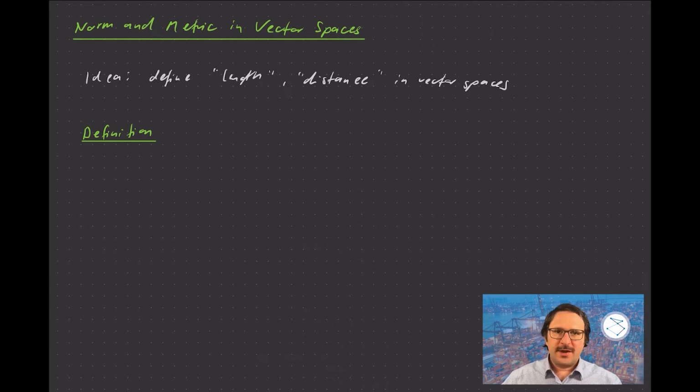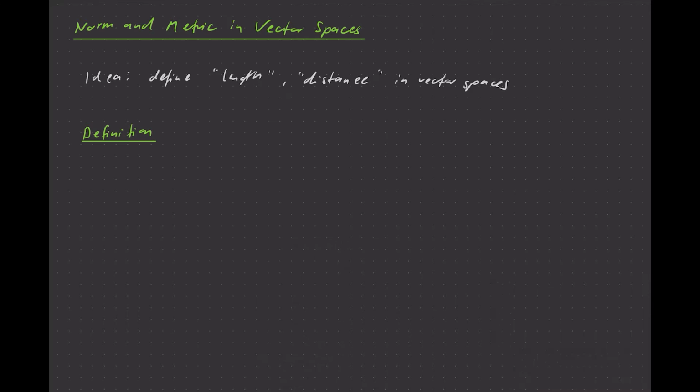The question that we ask here is, what are the important properties that we want of something that we could call a length of a vector, of an element? Now this is collected in the following definition.